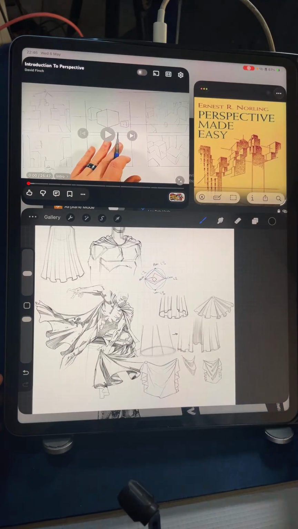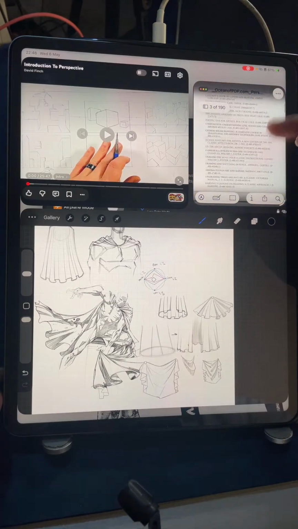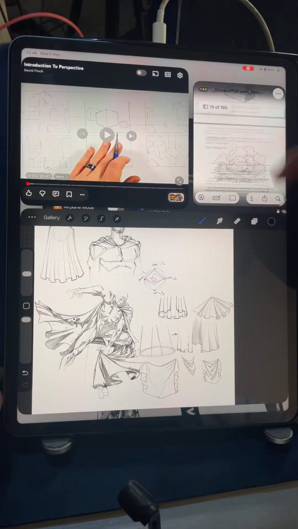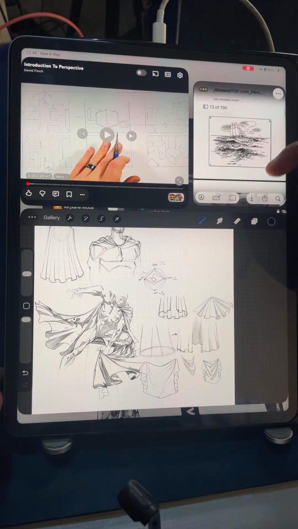Anyways, I have this book called Perspective Made Easy by Ernest R. Nolan, and I just have it to the side, in case I want to be sketching something whilst he talks. So I'm just going to have something that I'm going to be looking at.